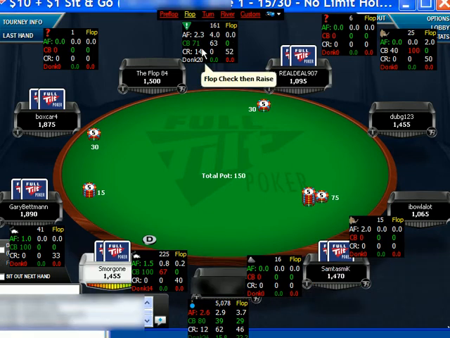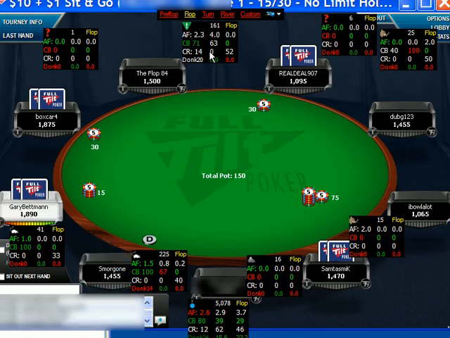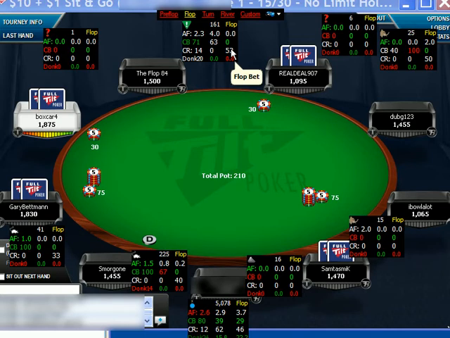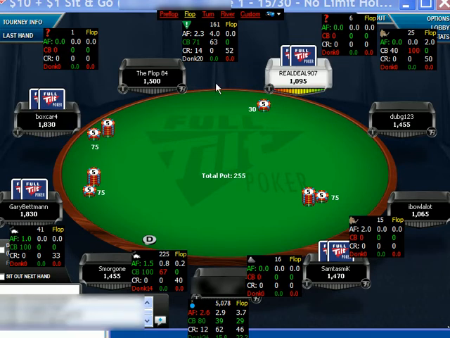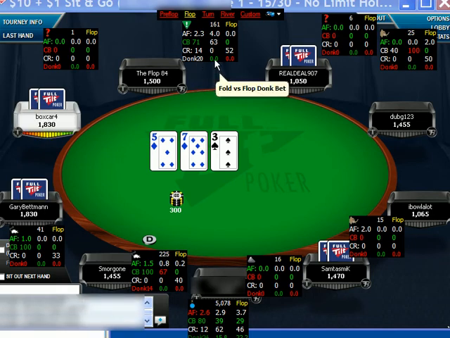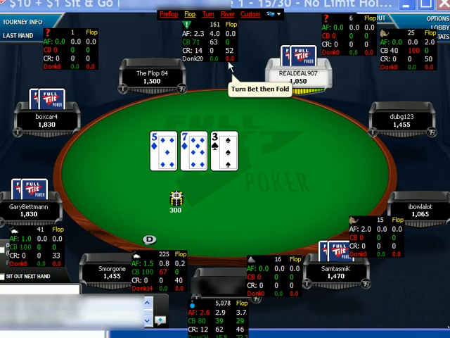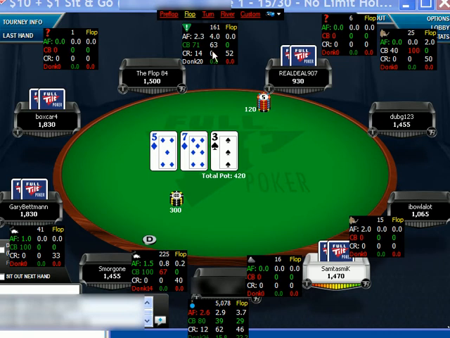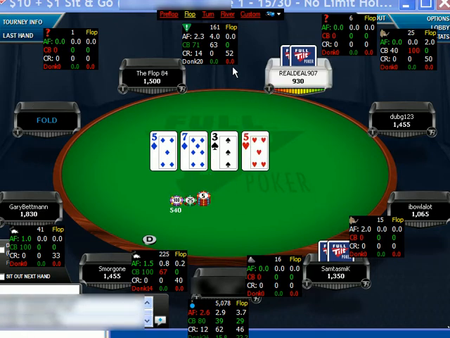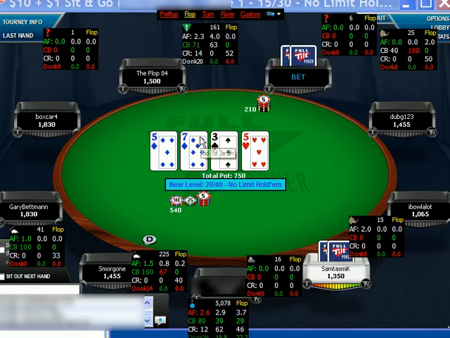Then of course we have the flop check raise percentage, and won money at showdown if he does do a check raise, and how often he bets the flop, donk bet ratio, fold versus a flop donk bet, and turn bet then fold. Again, this is flop. I would like to know what he is likely to do on later streets with some of these stats, if I choose to get involved with a player now.